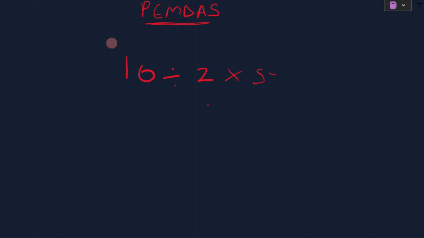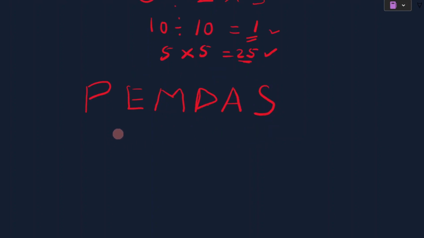They did 10 divided by 2 multiplied by 5, 10 divided by 10 to give 1. And some others will do 10 divided by 2, which is 5, and 5 multiplied by 5 to give you 25. Which group do you belong to? Is it group 1 or is it group 25? Now, what does PEMDAS mean?